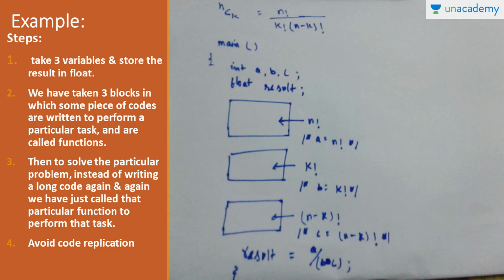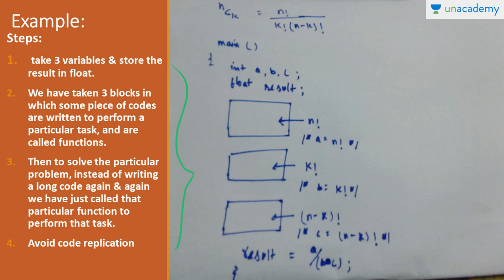Let us take one simple example. We have written a piece of code to compute nCk, which is equal to factorial n upon factorial k into factorial n minus k. We have initialized main and taken three variables a, b, c, and we store the result in a float. We have taken three blocks. The first block finds n factorial, and the value is assigned to a. The second block finds k factorial, and the value is assigned to b. The third block finds n minus k factorial, and the value is assigned to c. And the result is equal to a divided by b into c.